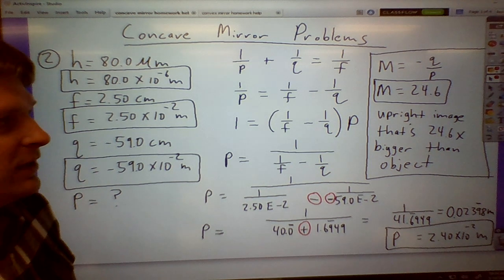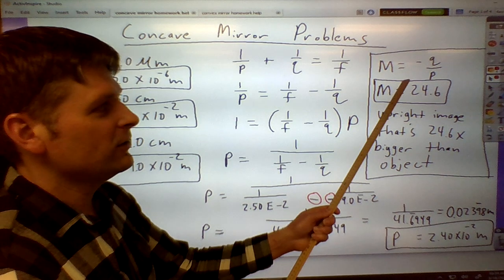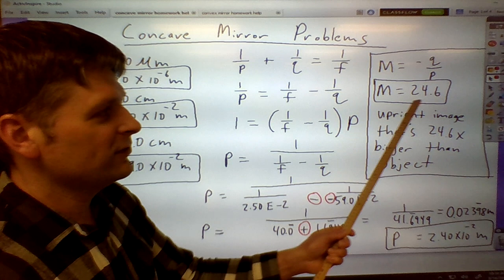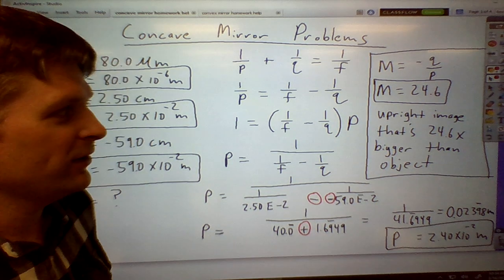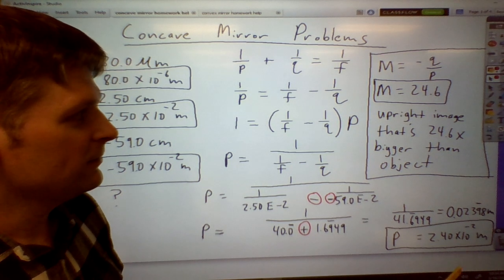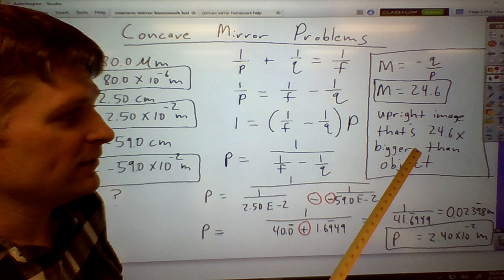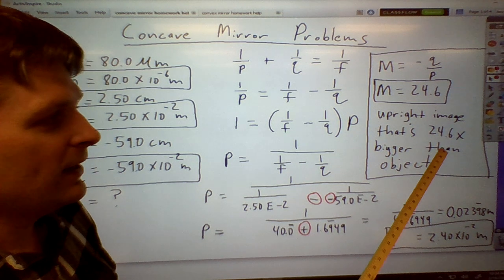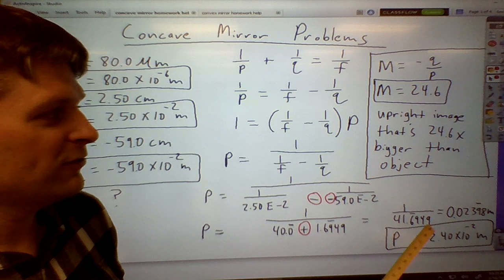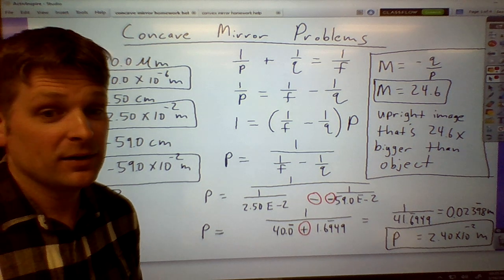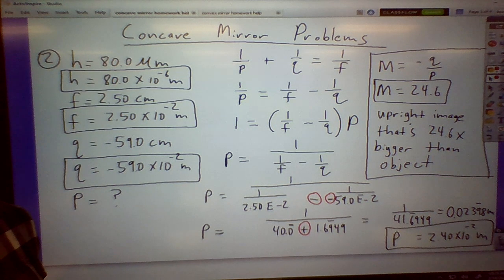Also, we're supposed to calculate the magnification. Over here, you can see the magnification equation resulting in a magnification of 24.6. And so there we have it. It gives us a positive number, which means it's upright, and it's a number greater than 1, so that means it's 24.6 times bigger than the actual object itself.